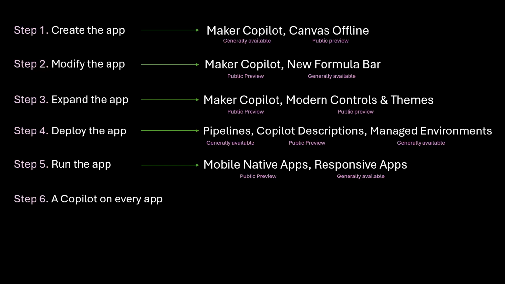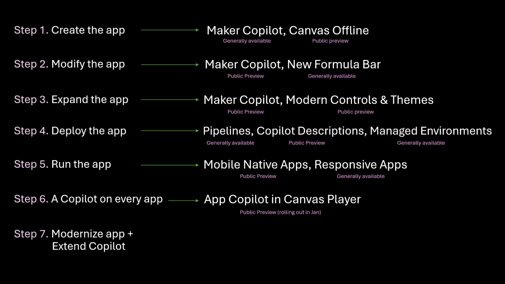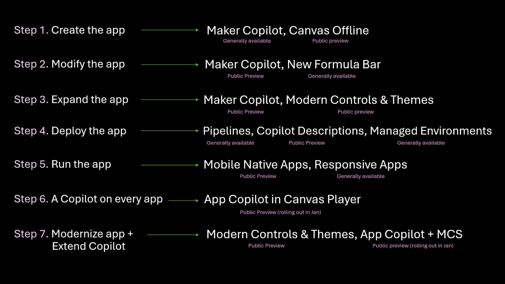Next, after we ran the app, we saw how we could bring Copilot to our application without having to make any changes as a maker. In our app, we saw all the capabilities coming in the App Copilot in the Canvas player, like Sidecar, always enabled, and assistance to write text, which are rolling out through January. And finally, once we completed the app, we modernized it and we extended the Copilot. So we saw how with the modern controls and themes, we made the app look beautiful. And then we make our Copilot backed by Microsoft Copilot Studio so we could extend the assistance that the Copilot can provide to the users of the application.